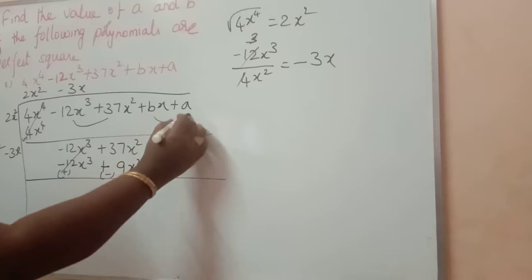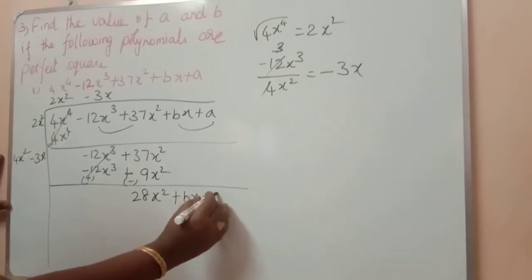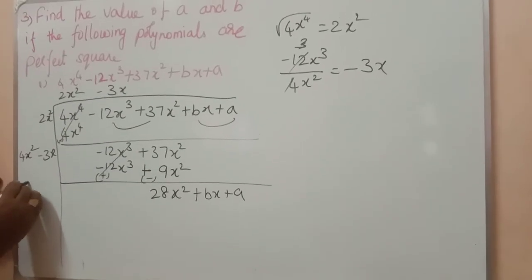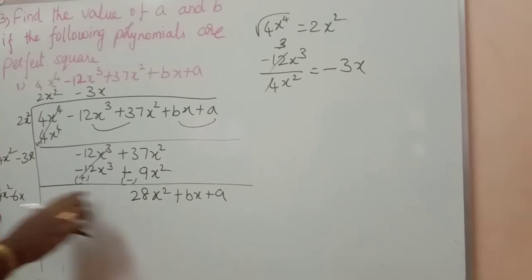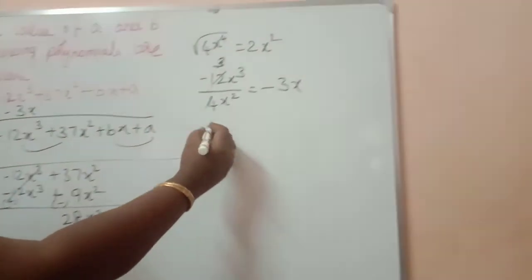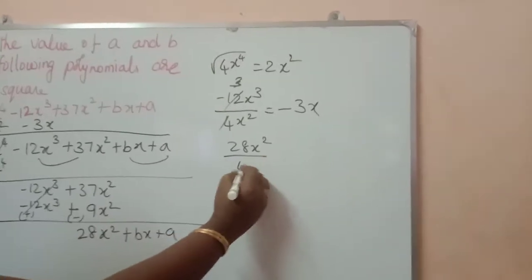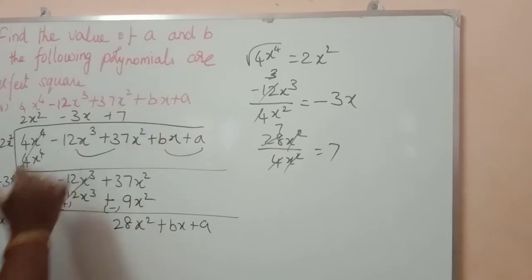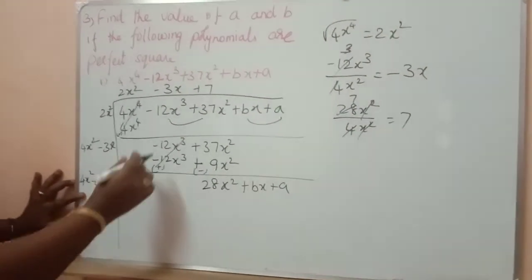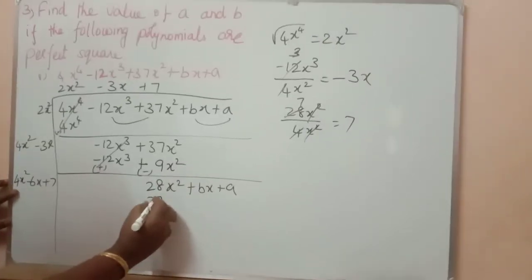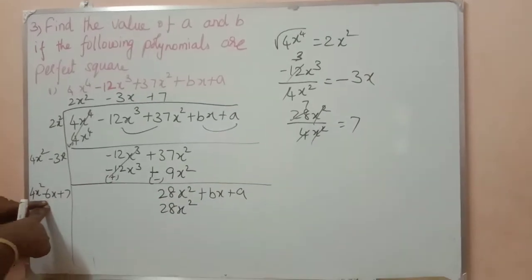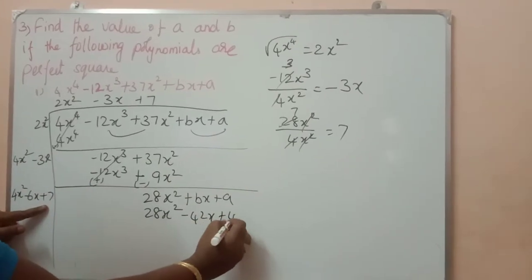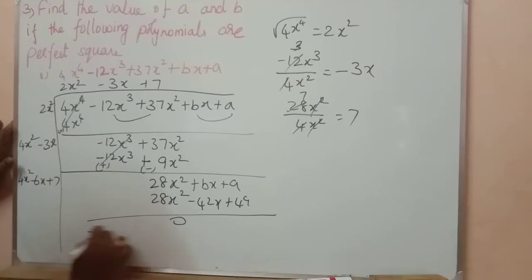After subtracting, bring the next two terms here, plus bx plus a. Left hand side, multiply the terms on the top by 2. 4x square minus 6x. First term by first term. 28x square by 4x square. X square will be cancelled. 7. So, plus 7 here, plus 7. Multiply 7 here. 28x square. 6 sevens are 42. So, minus 42x. 7 sevens are 49.